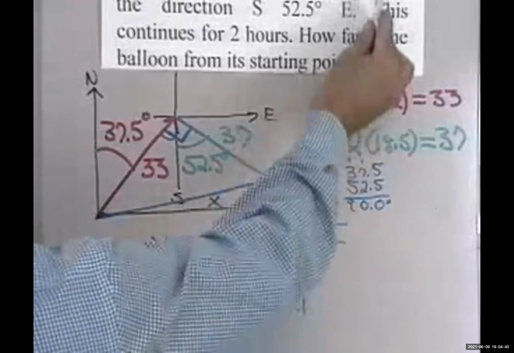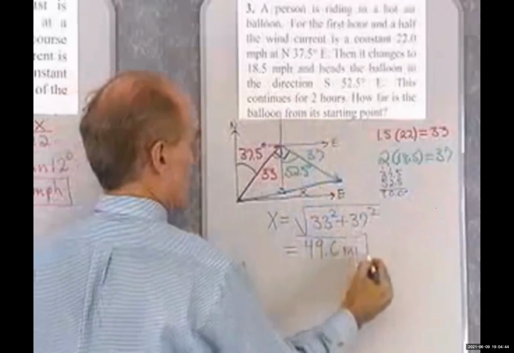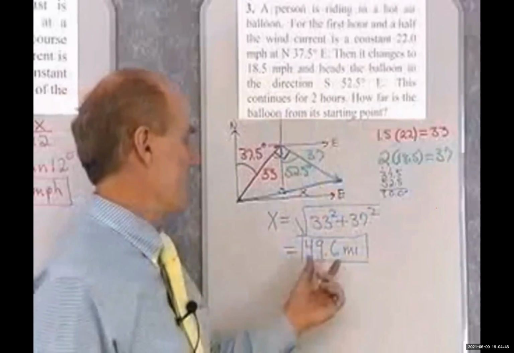And let's see, I've got 2 significant digits right here with these. Well, I take that back. I had 22.0 and 18.5, 3 significant digits. So I'll leave it right here at 49.6 miles.